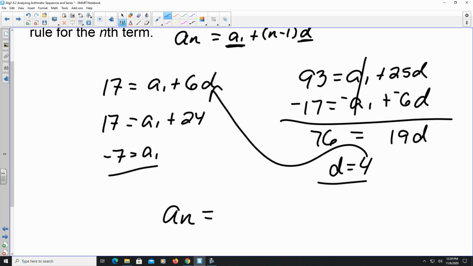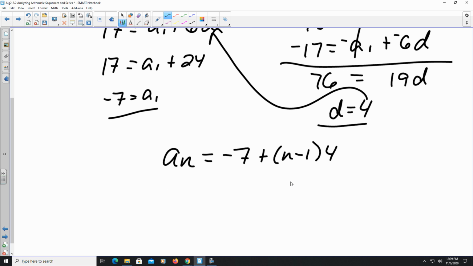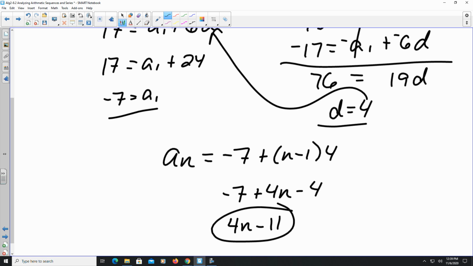So a sub n is now going to be equal to negative 7 plus n minus 1 times 4. When I distribute the 4, I get negative 7 plus 4n minus 4. So my rule is going to be 4n minus 11. So 4n minus 11 is my rule.